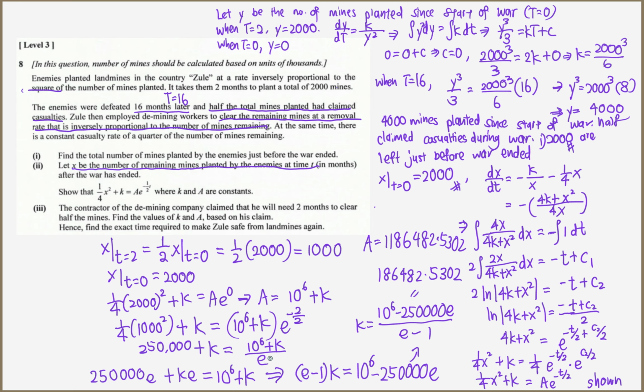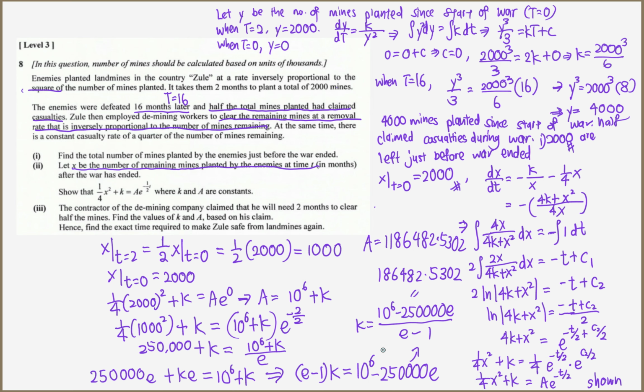When I multiply e onto here, we have 250,000 e plus k e equals 10 to the power of 6 plus k. Rearranging, I move this k over to the other side, and it becomes minus k. So ek minus k, and when I factorize out the k, it just becomes e minus 1 times k. Then 10 to the power of 6 comes from here, as I'm moving 250,000 e over to this side. Next I want to find k, so I divide e minus 1 on both sides, making k the subject of the formula.